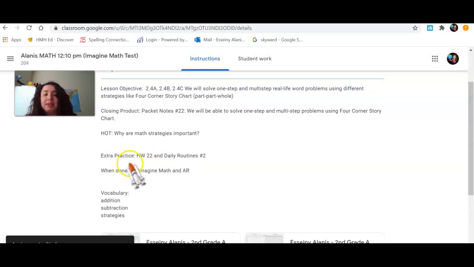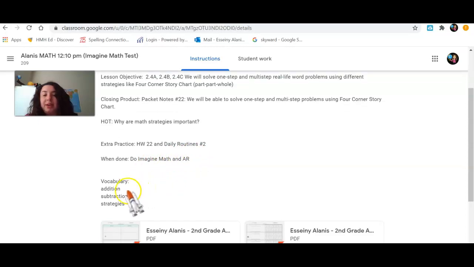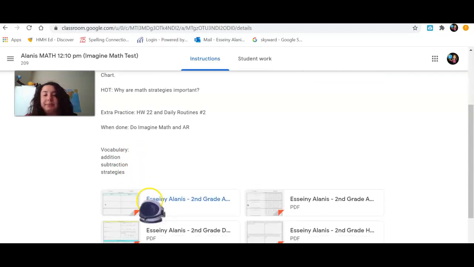And for extra practice, we're doing homework number 22 and daily routines number 2. When we are done with these assignments, do Imagine Math and AR. Vocabulary, addition, subtraction, strategies.